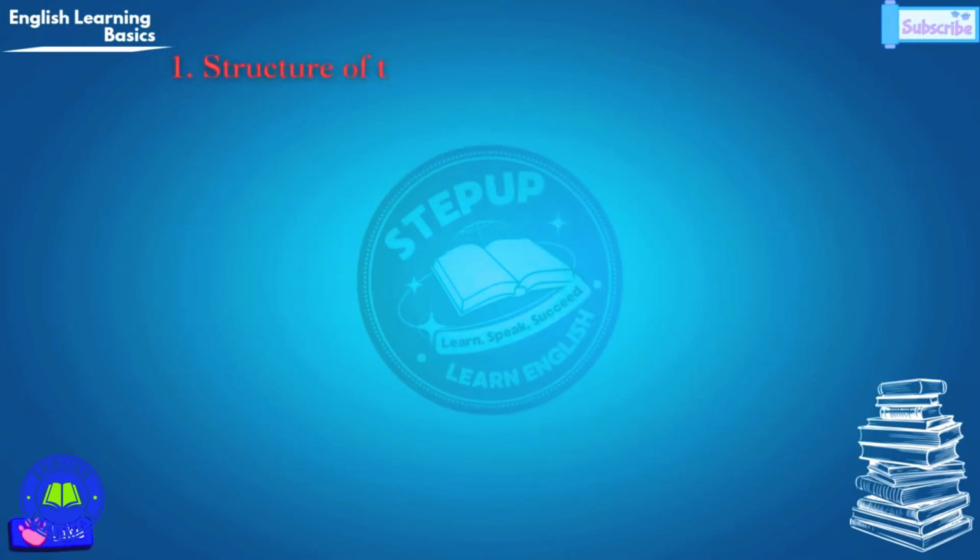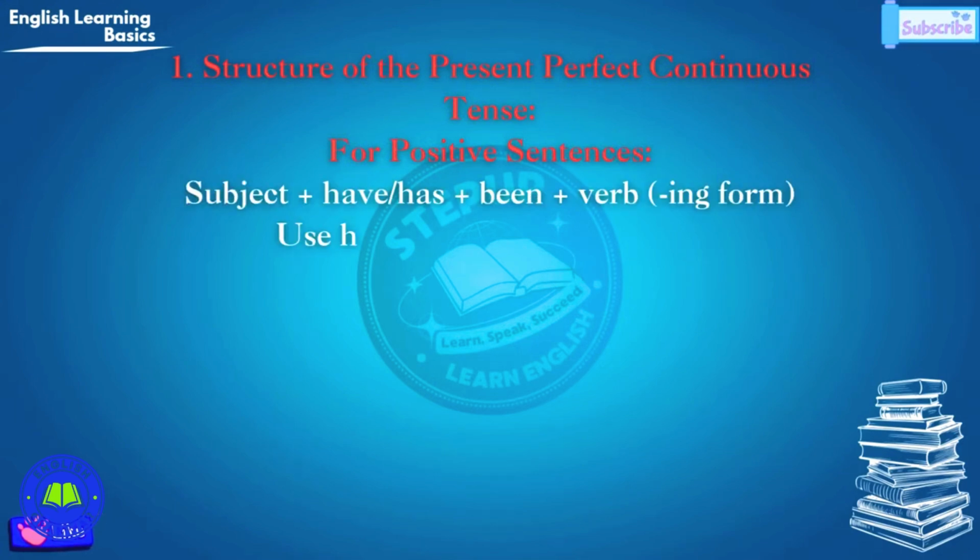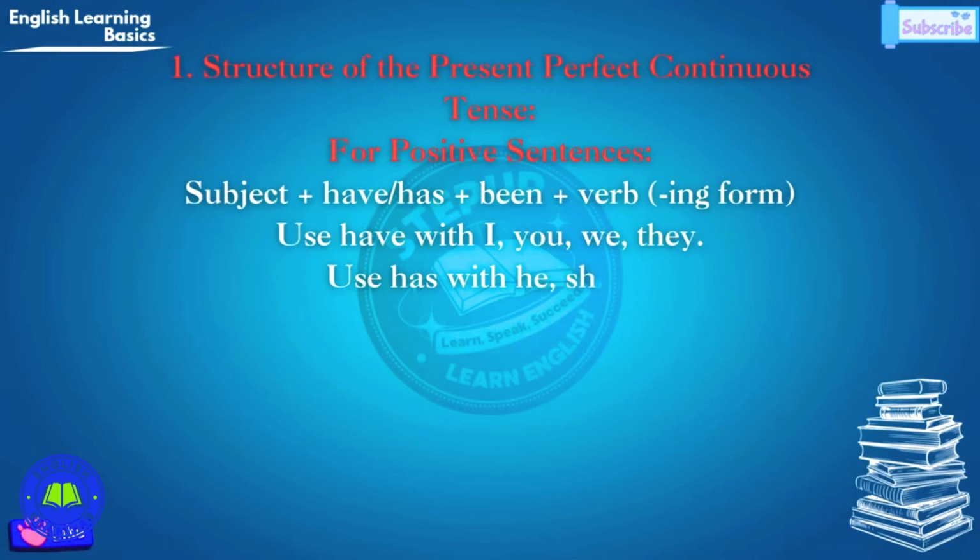1. Structure of the present perfect continuous tense for positive sentences. Subject plus have, has plus been plus verb, ing form. Use have with I, you, we, they. Use has with he, she, it.